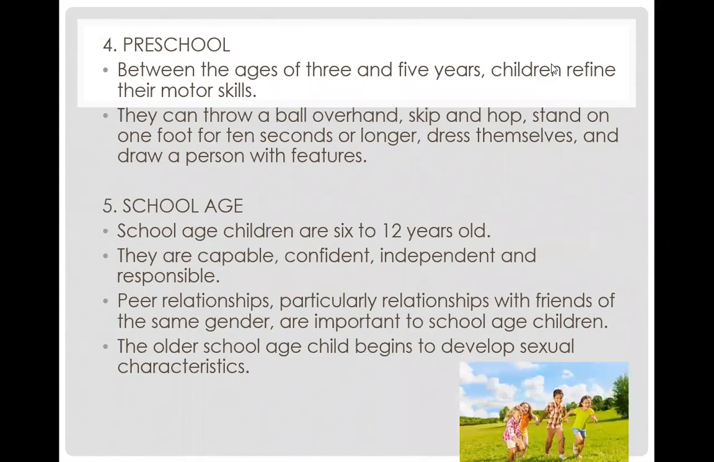So between the ages of 3 and 5 years, children refine their motor skills. They can throw a ball overhand, skip and hop, stand on one foot, and kind of things. Then the school age from 6 to 12 years old.